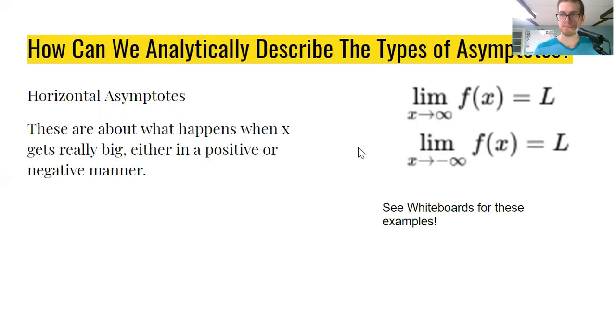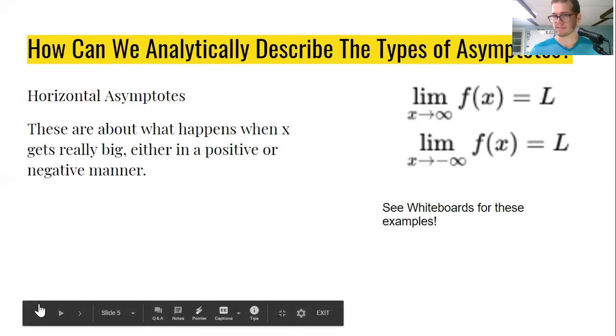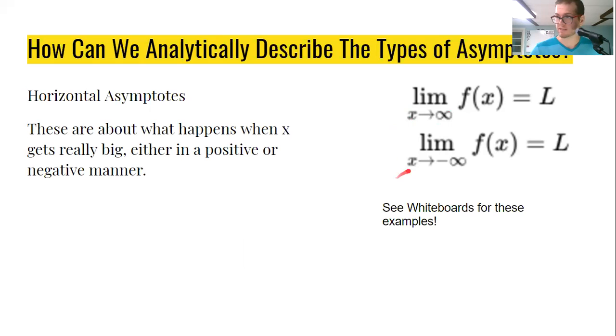Horizontal asymptotes are about what happens when x is really big, either in the positive or negative direction. The thing that's indicative of a horizontal asymptote is that x is approaching infinity, or x is approaching negative infinity, for some function, and that function approaches a finite number. That's the key thing here: it's approaching a finite number.